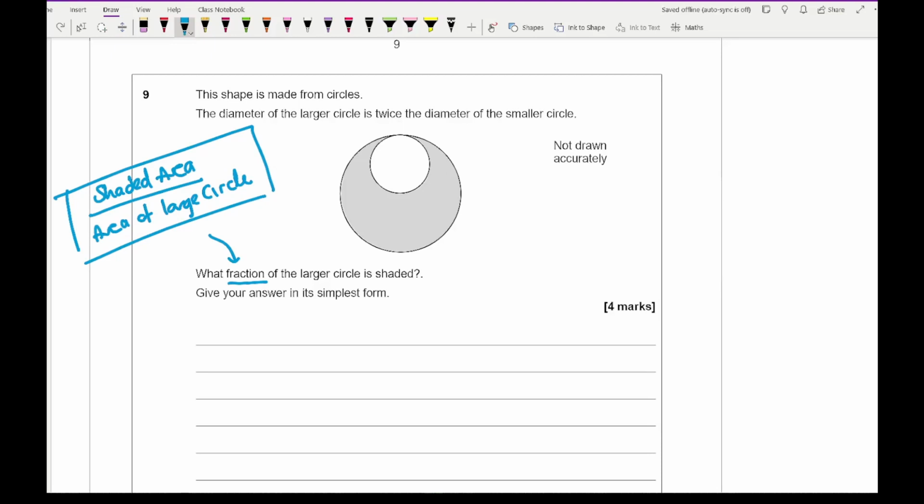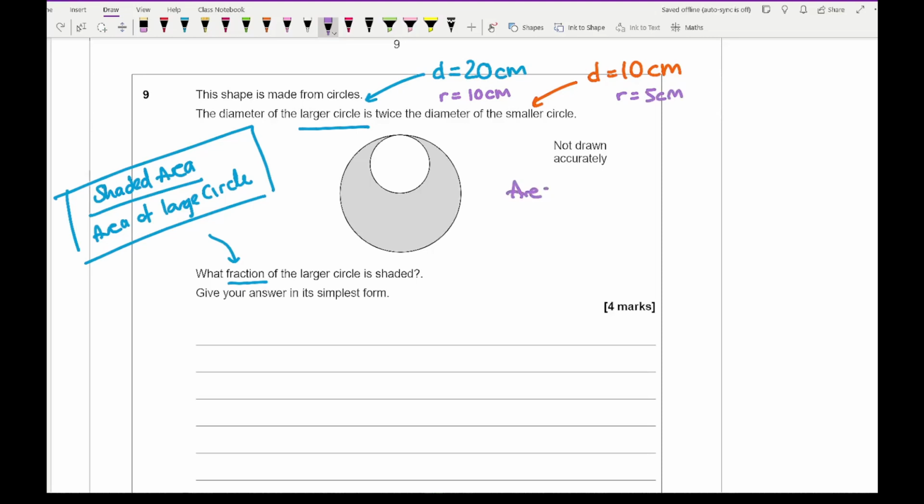So to work this out, if I just pick a number for the larger circle, let's say for argument's sake that it's got a diameter of 20 centimeters. That means that the smaller circle will have a diameter of 10 centimeters because it's half the size. So going back to this, we know that the radius of the large circle will be 10 centimeters and the radius of the smaller circle will be 5 centimeters.